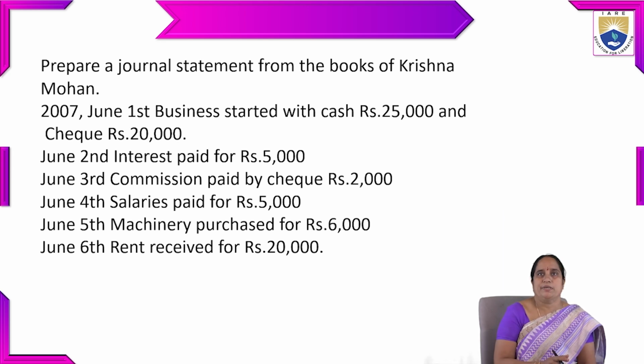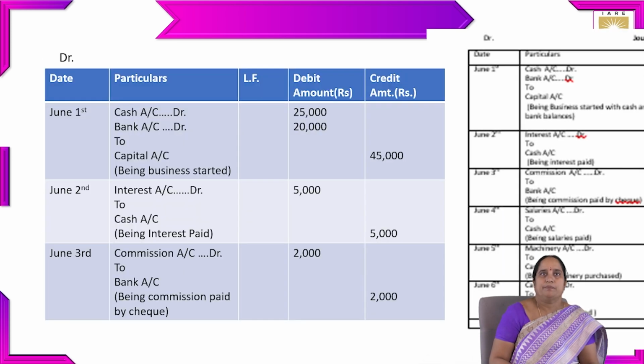Then let us take another example. Prepare a journal statement from the books of Krishna Mohan. 2007 June 1st, business started with cash 25,000 and check 20,000. June 2nd, interest paid for 5,000. June 3rd, commission paid by check 2,000. June 4th, salaries paid for 5,000. June 5th, machinery purchased for 6,000. June 6th, rent received for 20,000.